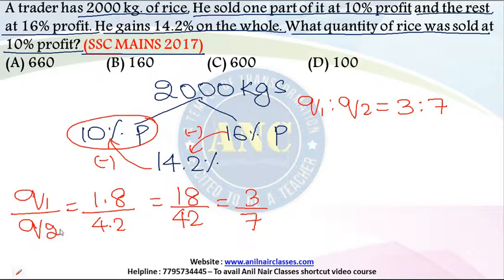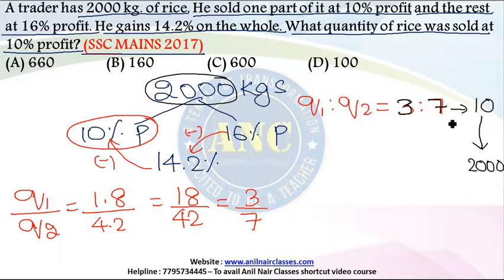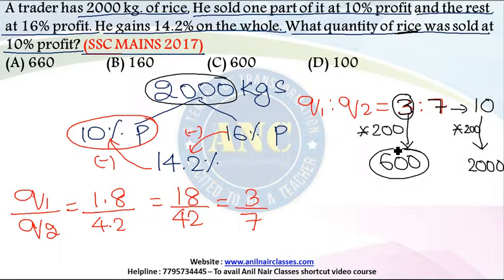According to the ratio, the total quantity is 3 units of the first quantity and 7 units of the second quantity. Total is 3 plus 7, 10. According to the question, the total is 2000 kgs. 10 is becoming 2000, multiply by 200. What quantity of rice was sold at 10% profit? According to the ratio, it is 3. 3 also multiplies by 200. Answer is 600. There is no difference in the way you are solving if you understand the concept.